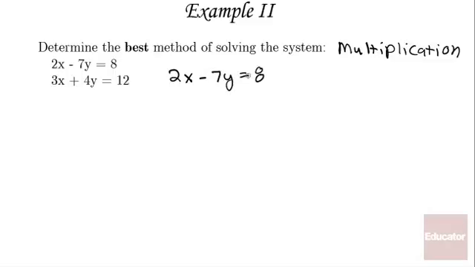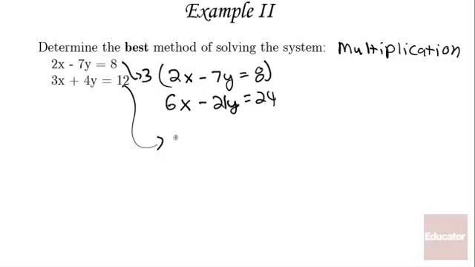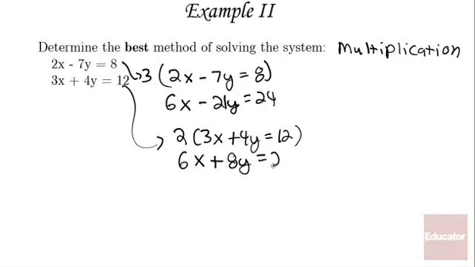For my first equation, I need to multiply by 3. And that's going to give me 6x minus 21y equals 24. That's my first equation. For my second equation, I'm going to multiply the entire equation by 2, which is 2 times 3x plus 4y equals 12. That gives me 6x plus 8y equals 24.